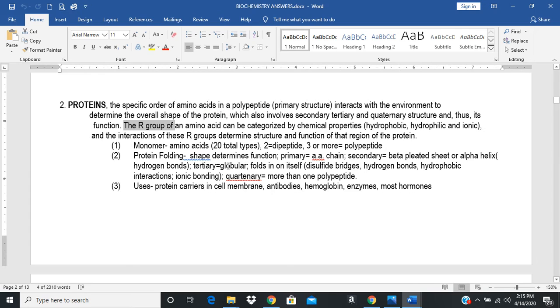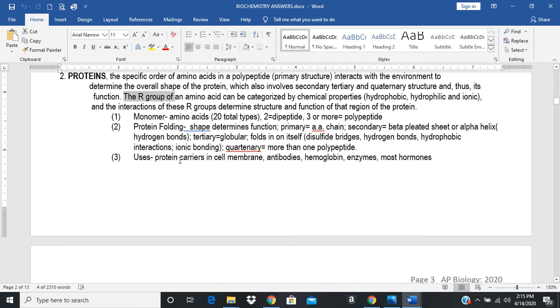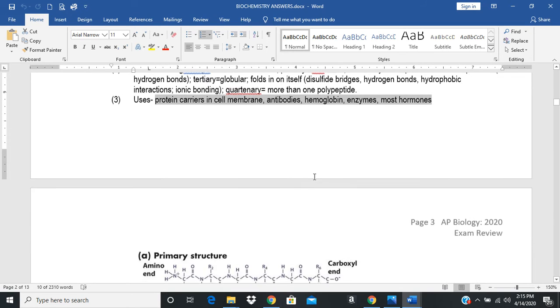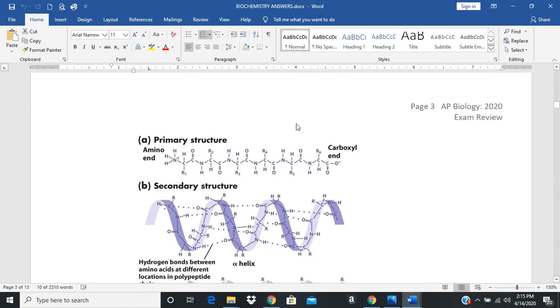Okay? And you guys may remember proteins can be things like carriers in the cell membrane, antibodies, hemoglobin, enzymes, a good chunk of hormones. We just talked about that, right? They're very large, they're globular. Okay, and when we look at the structures, this is how proteins are organized. Primary structure is simply this long chain of amino acids. Okay, it's just a single polypeptide chain.